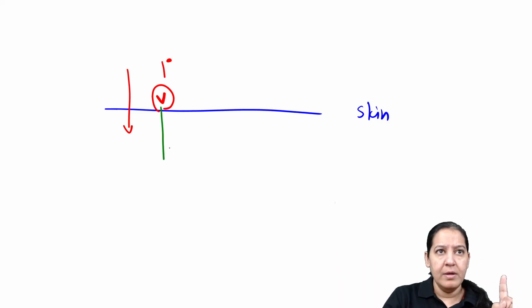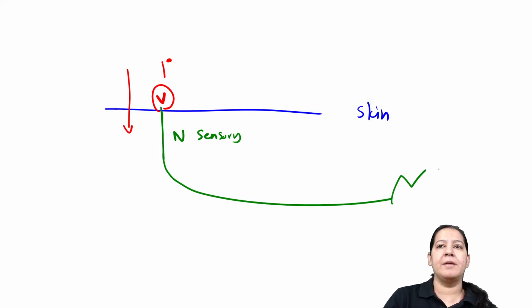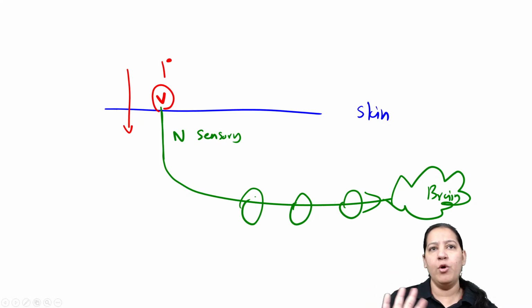Now this is a nerve. This is a sensory nerve. Sensory nerves go to the brain. It carries signals to the brain. Now this is the brain, right? And in between, these are the ganglions on the sensory nerves. We know what ganglions are.